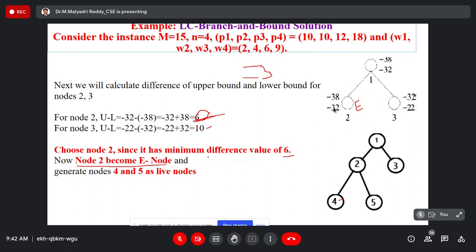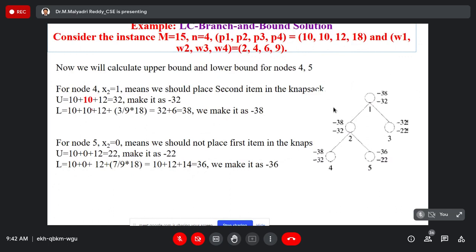Next, I have to calculate the cost function, the lower boundary and upper boundary, for 4 and 5. Again, 4 and 5 mean x2 is equal to 1 and x2 is equal to 0. That is why we can generate only 2 children, that is, including or excluding.